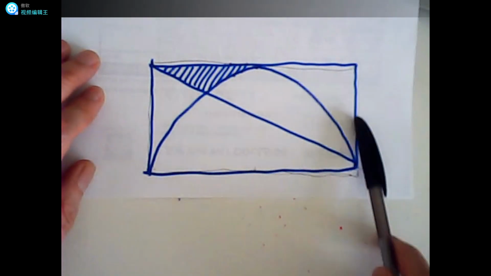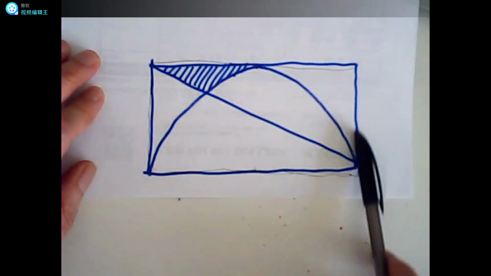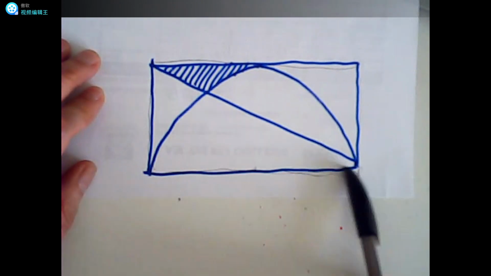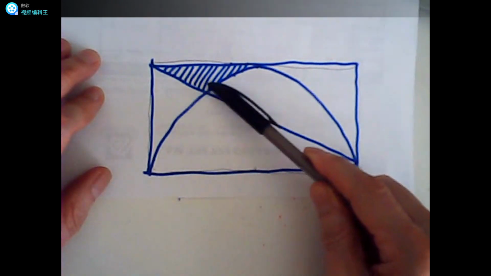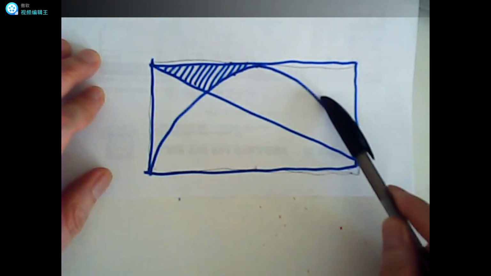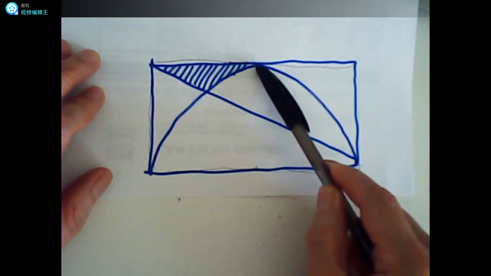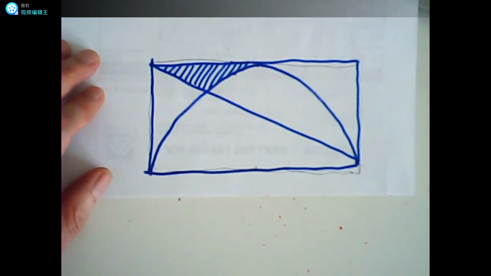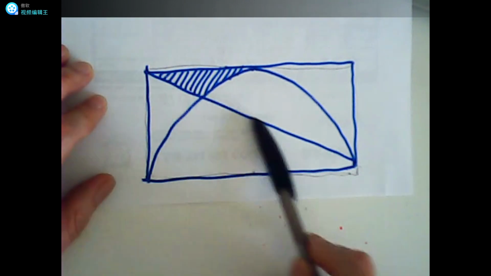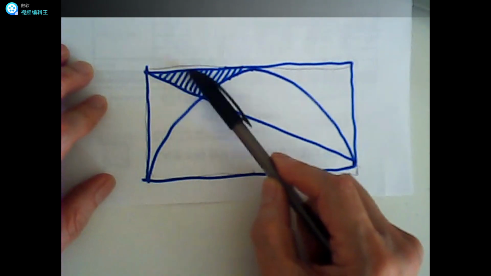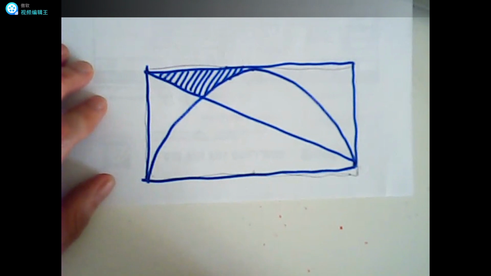We have a rectangle. This is a 2, this is a 4, and we have a semicircle tangent to the midpoint, and then we have a diagonal, and we want to find the area of this shaded region.